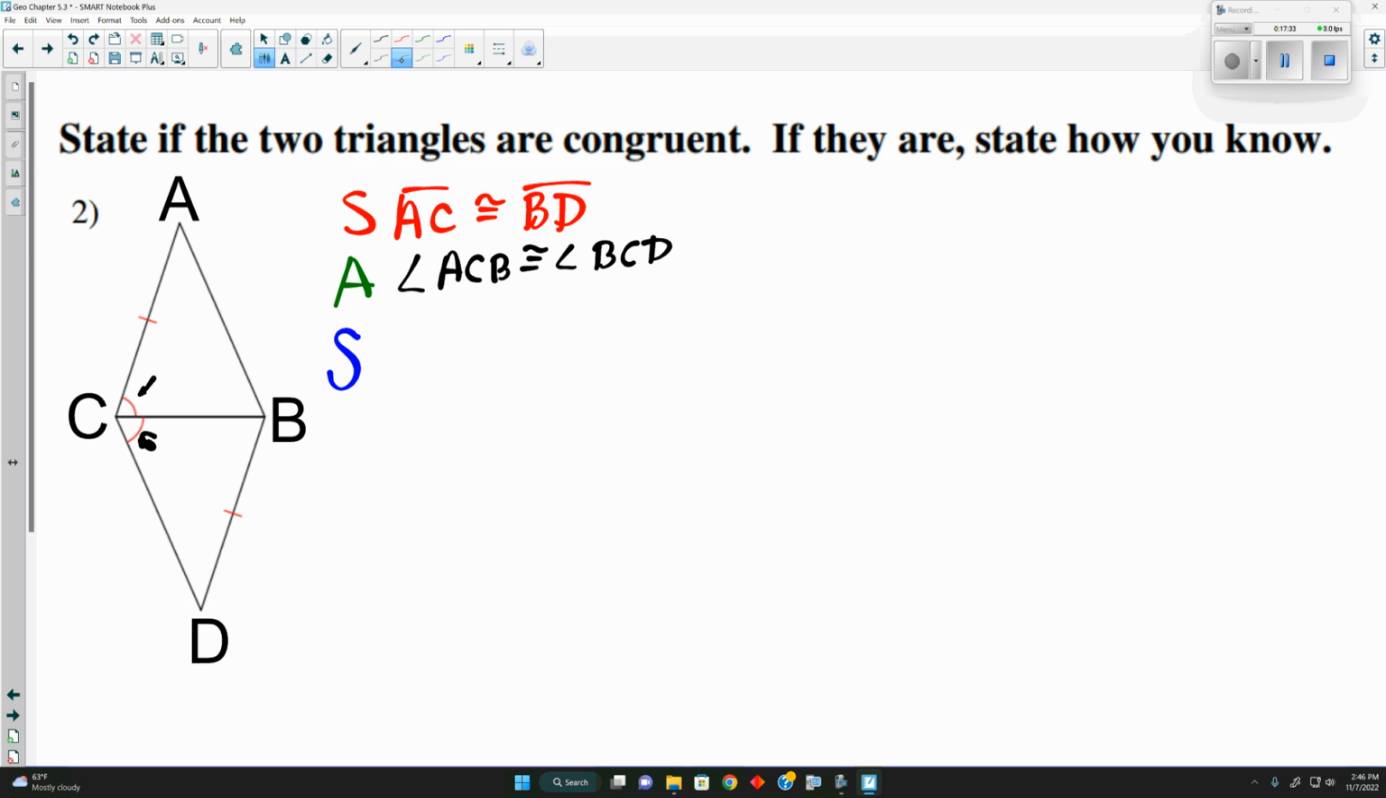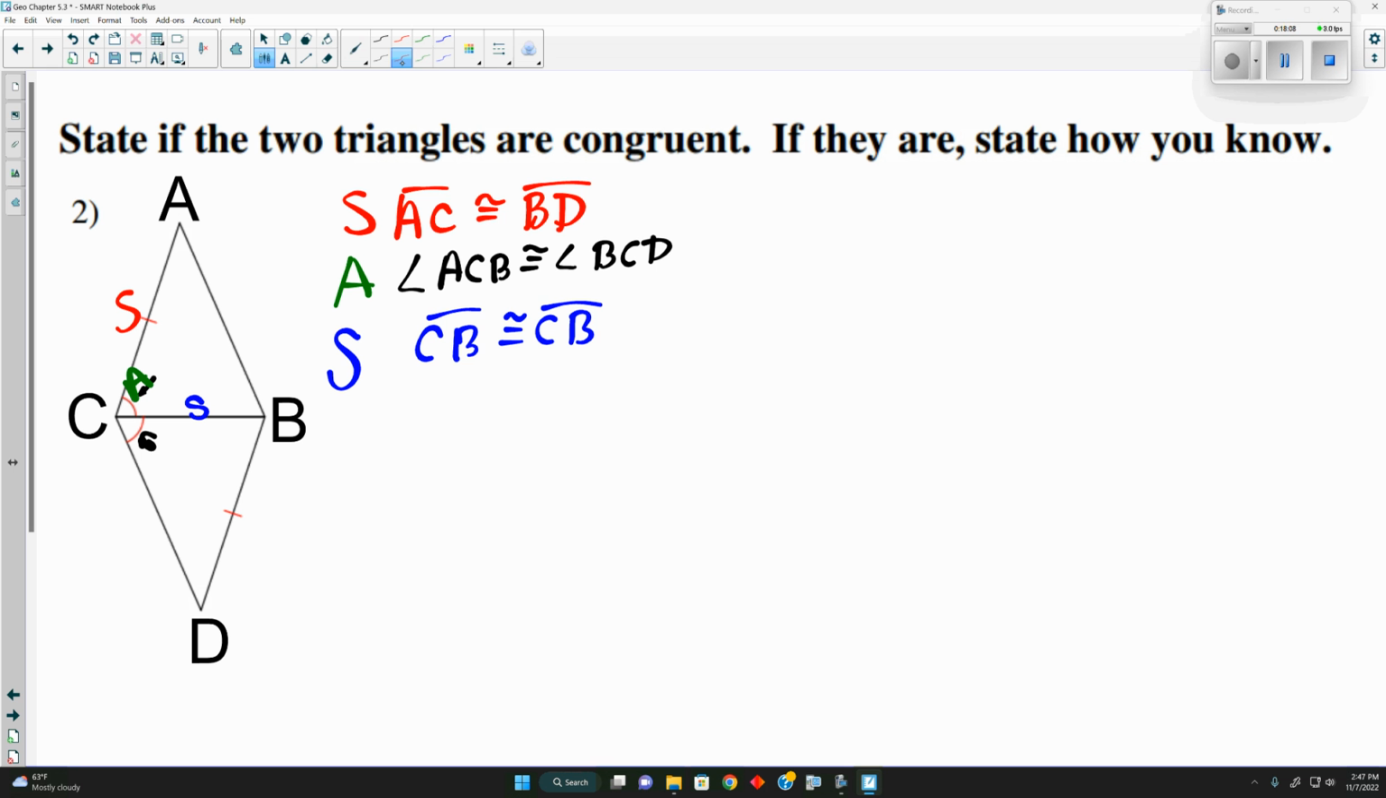And then our last side is going to be what? Now, side angle side, the order does matter. So we have our side, then we have our angle here, and our side, yes? What is CB congruent to? CB, it's the same. Oh, it's congruent to itself. You have to have that. Yes, there we go.